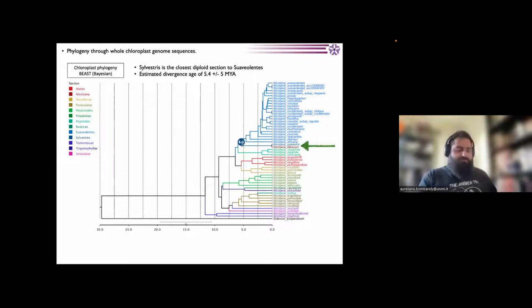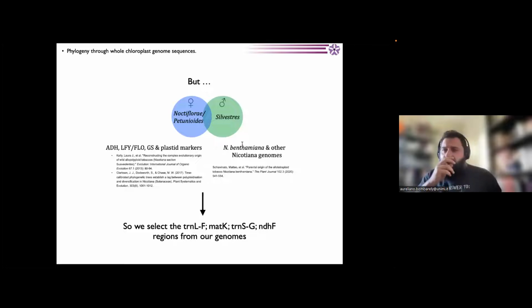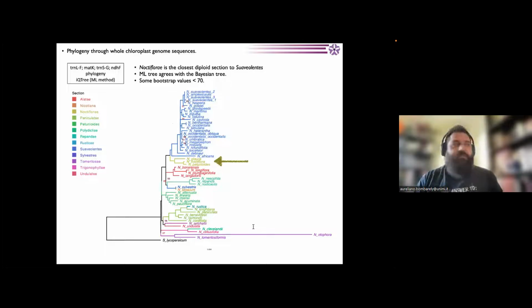Okay, so that was surprising. Say, okay, sylvestris. So why? Because, as I mentioned before, it has been studied and is quite solid. Quite solid work showed that the maternal donor is Noctiflora. So of course we went back to our chloroplasts and we rescued all these different markers that traditionally have been used to do these phylogenies, and it was fine. We found that the Noctiflora clade was the one that was closest to the Suaveolentes. Maybe the bootstrapping values were not good for everything, but it was quite solid here. So why? That was one of the questions that we had at that point.